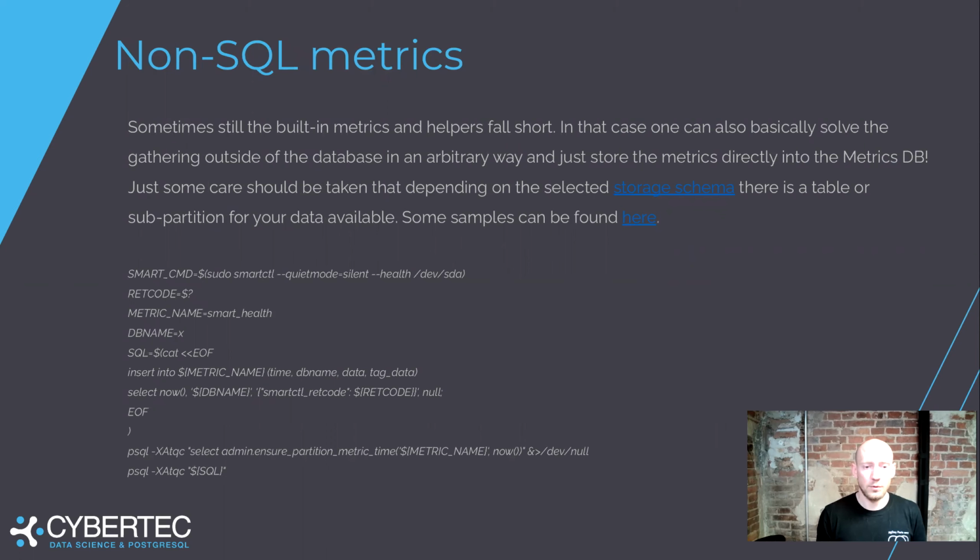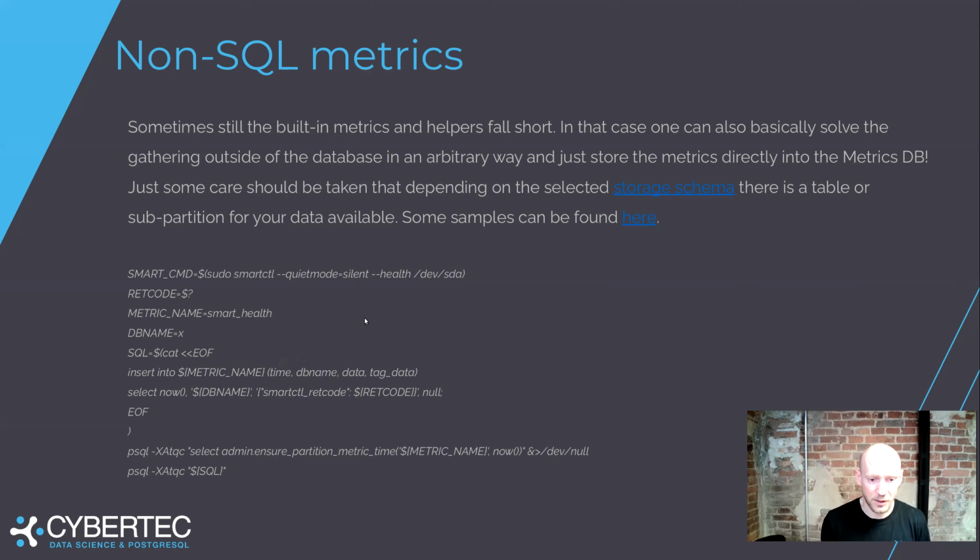And for those rare cases where the pgwatch default system is not flexible enough, let's say you want to gather some weird information you cannot get over the normal Postgres connections, the metrics in the end are stored in a plain database. So you can feed this database in any way you see fit. And there are some samples also on GitHub where we do it.